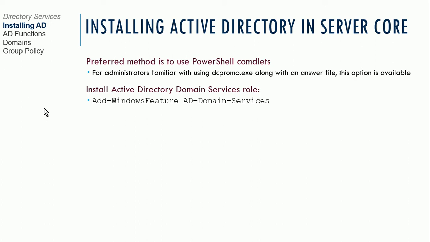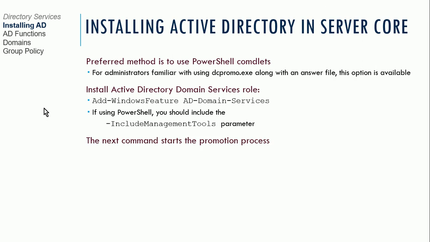All right, so to install the Active Directory Domain Services role, you can use the cmdlet Add-WindowsFeature and then AD-Domain-Services. So that's to install the role. So first you'll have to install the role with the PowerShell cmdlet, and then you can include the IncludeManagementTools parameter. And then the next command starts the promotion process.